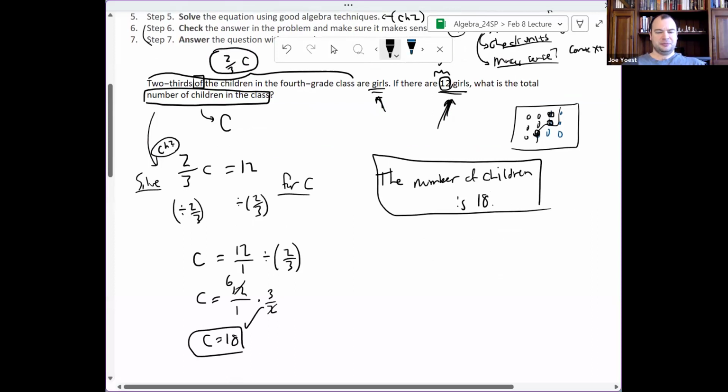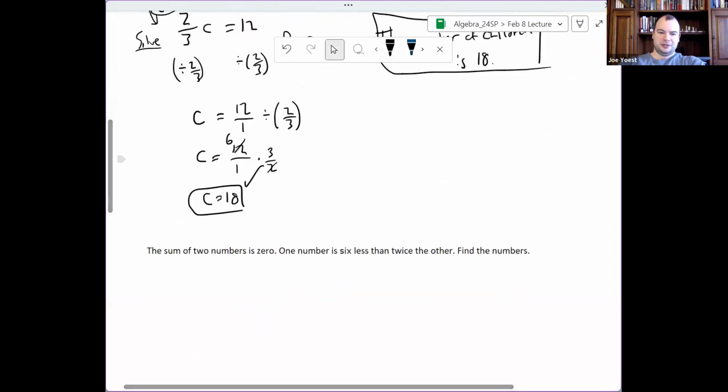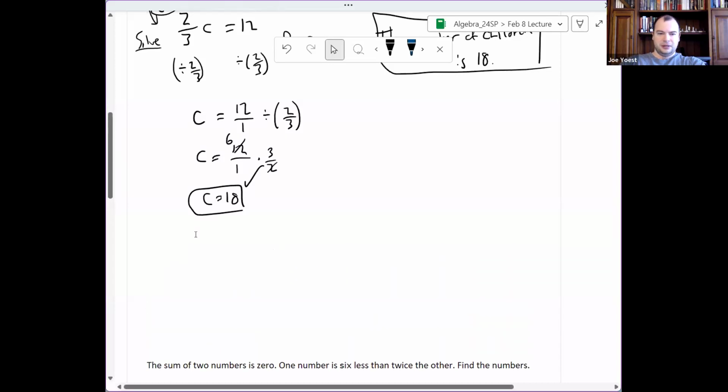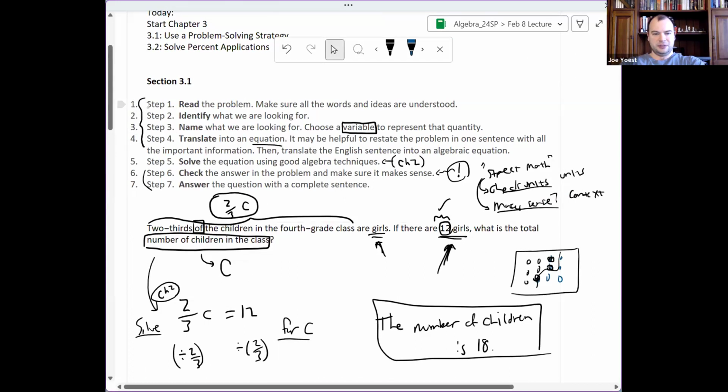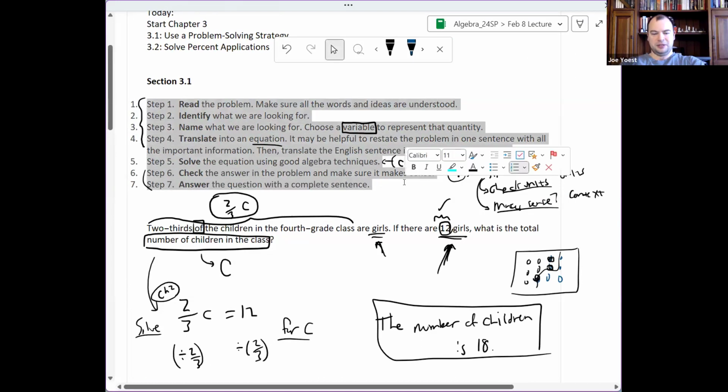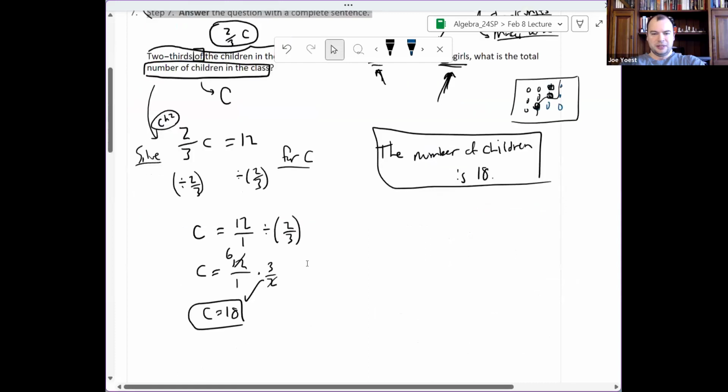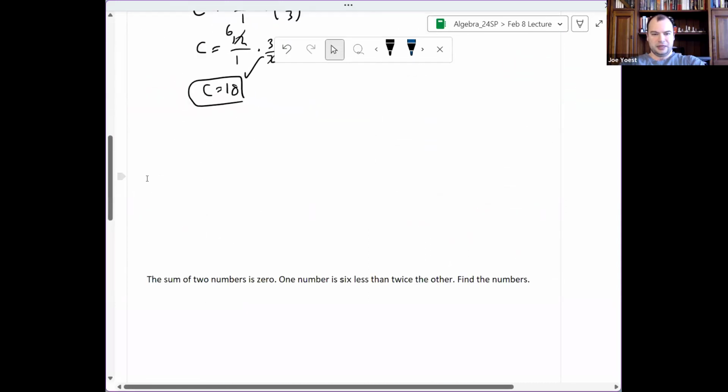Okay, so let's take these steps and go through one more problem, and then we'll work through a couple. I'm going to copy these down. Then we'll work through a couple together.